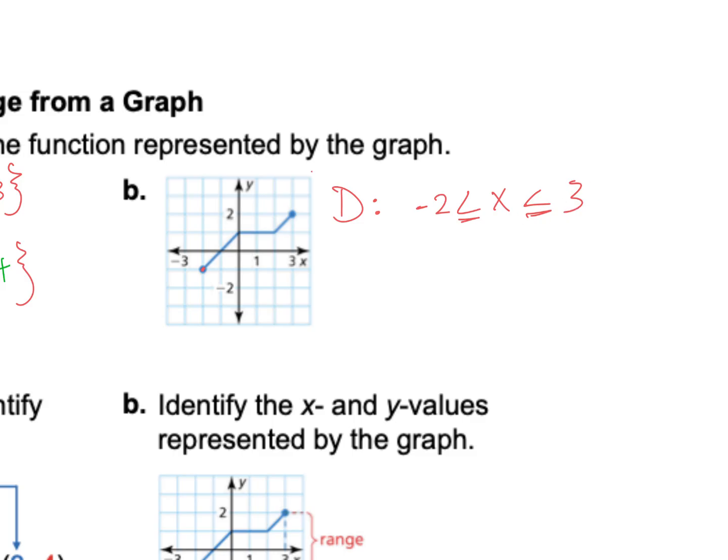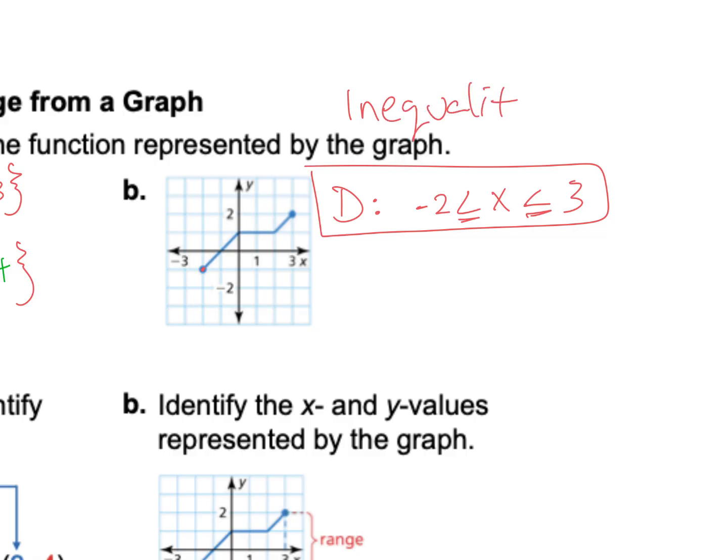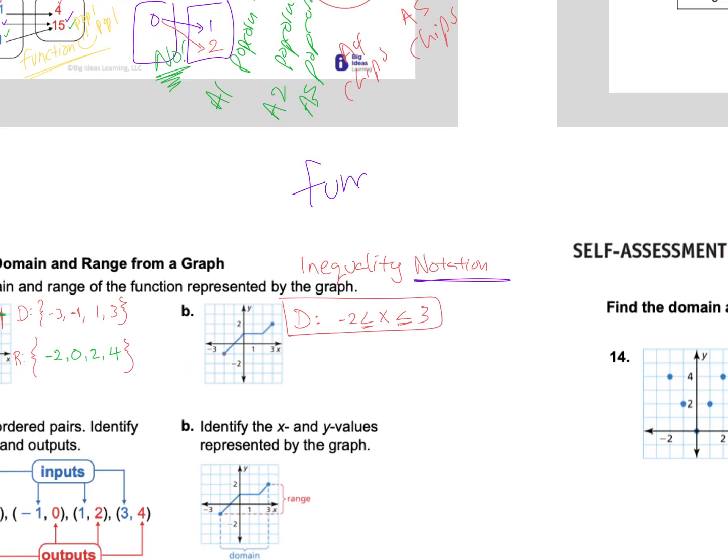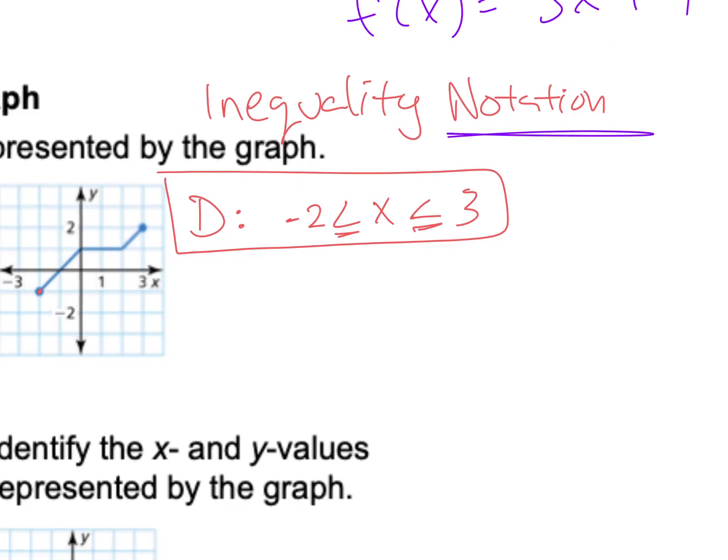So we call this inequality notation. In fact, that word notation should stick out to you a little bit because we've said that we have things in function notation. It's almost like the word notation used to mean, this is how we write it. It's the kind of writing that we're doing. So function notation was like this, right? Inequality notation is like this.